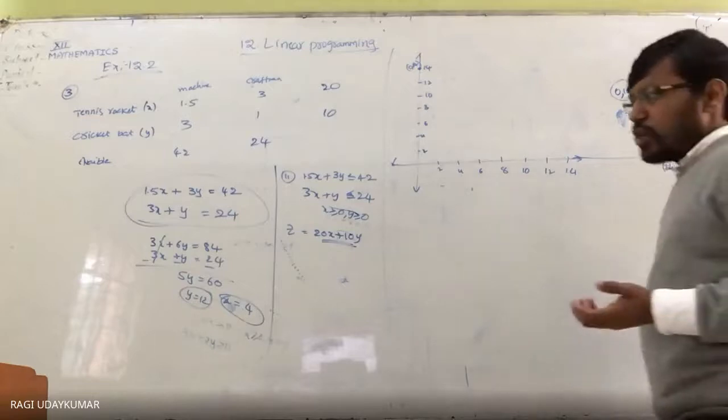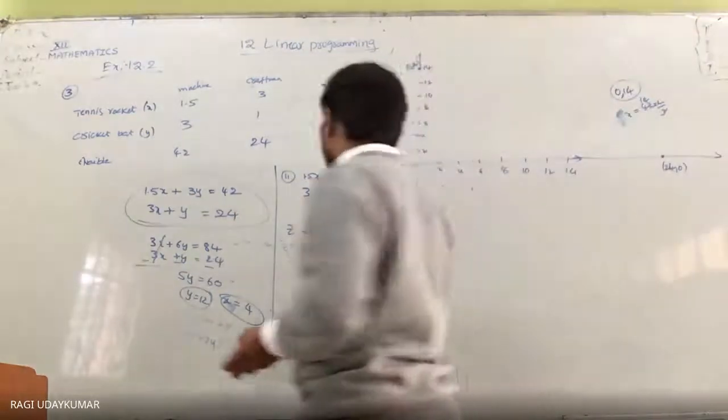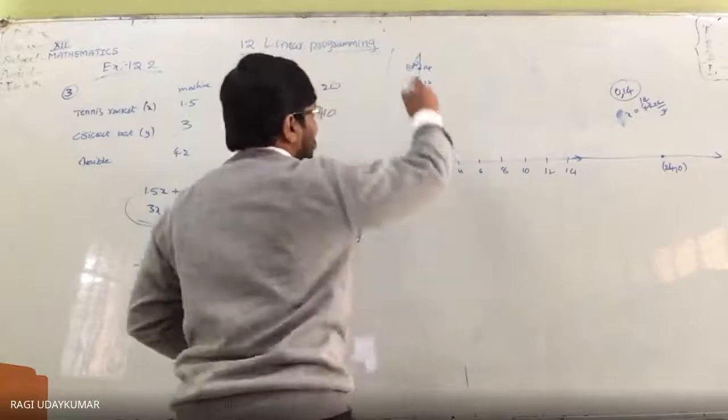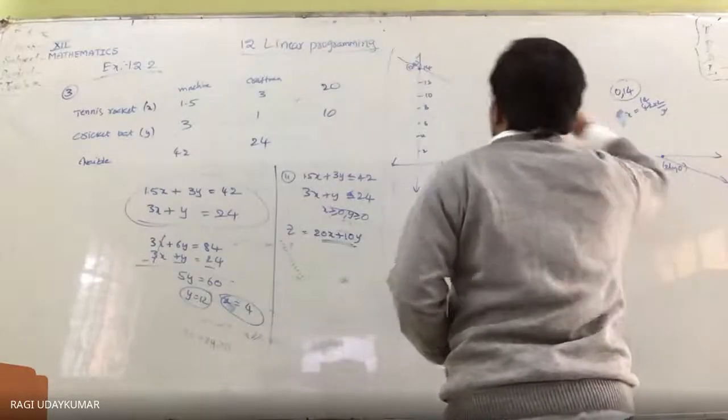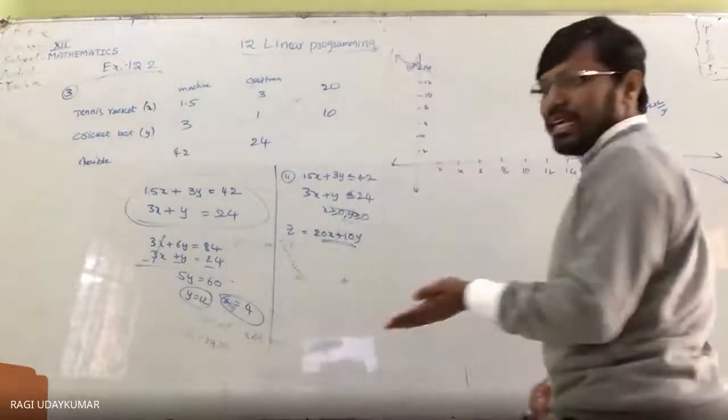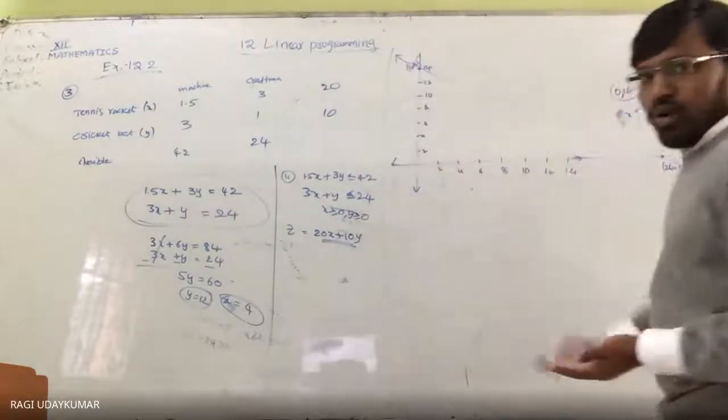You can take not only 0, any points you can take, some other x value, some other y value, but if you take 0, the value is easy for you to get. So this is the equation, and less than or equal to, so this side will be shaded.